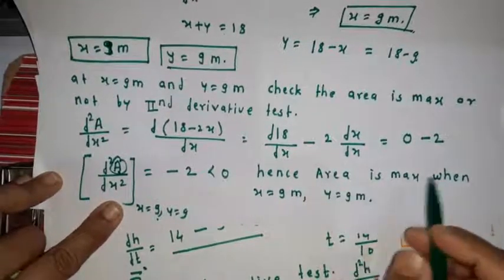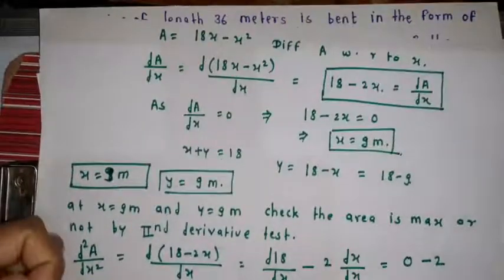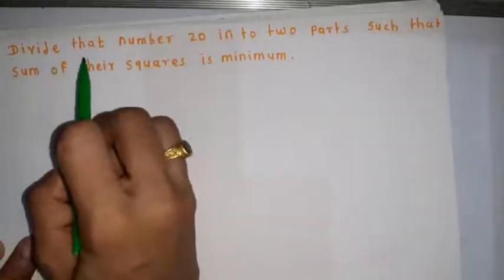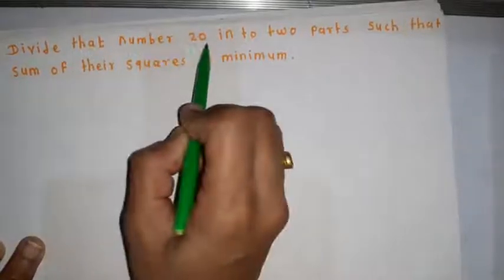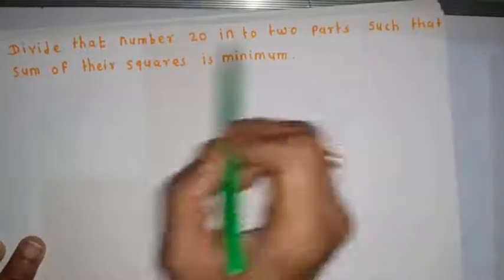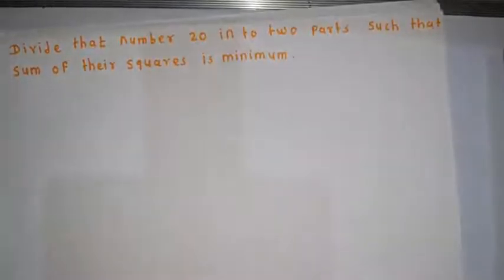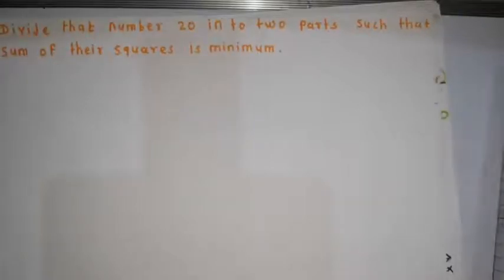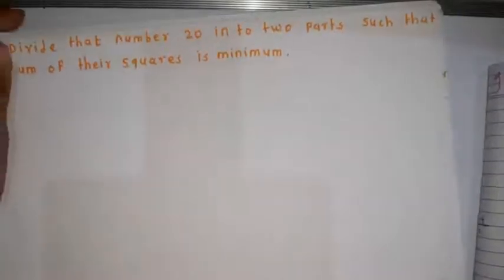Okay students, in this way we have solved the problem. In the next video, now take down another problem, which is a word problem. The problem is: divide the number 20 into two parts such that the sum of their squares is minimum.